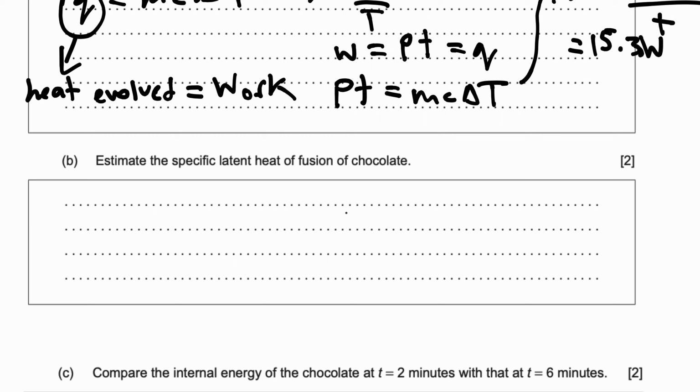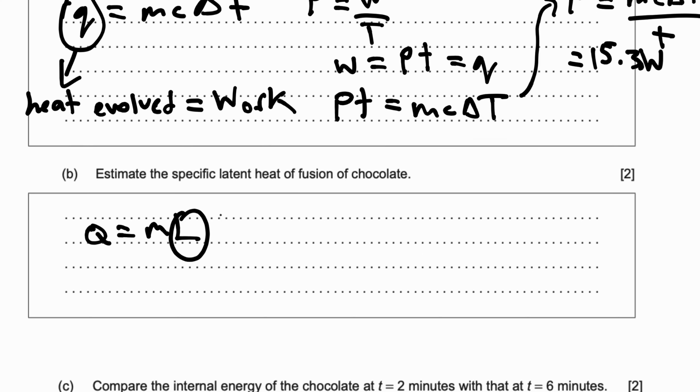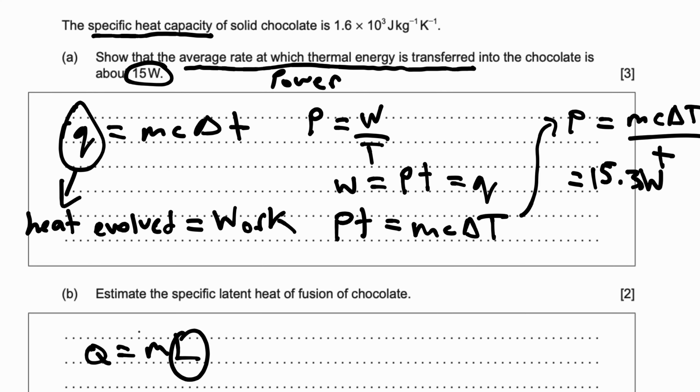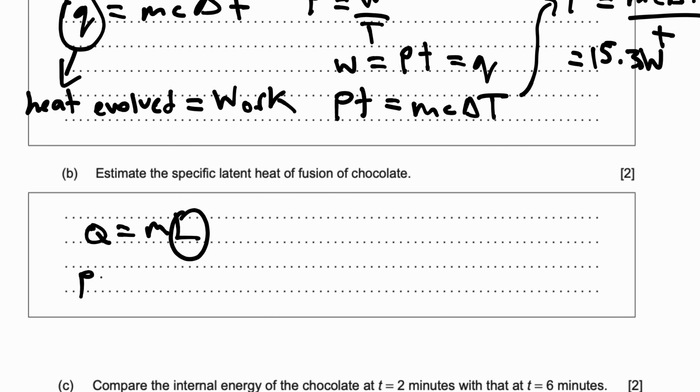Part B. Estimate the specific latent heat of fusion of chocolate. Well, in our data booklet, we are given the equation Q is equal to mL, where L is the variable for the latent heat of fusion. And what did we know from the previous part of this question? Q is nothing but power times time. So Pt is equal to mL. Rearranging this, we get L is equal to Pt over m.